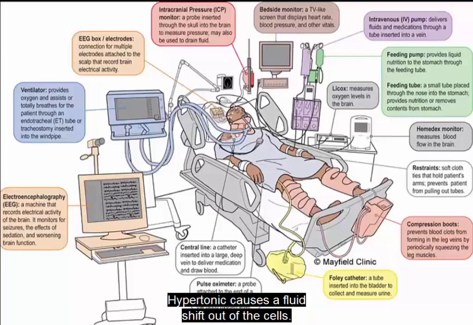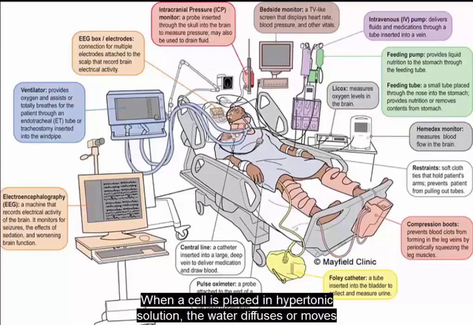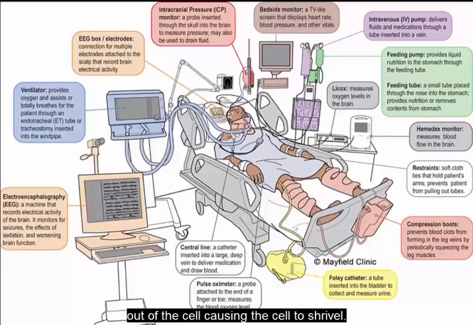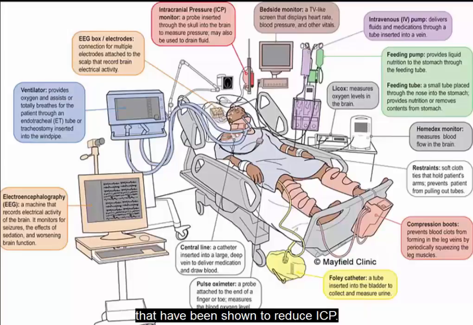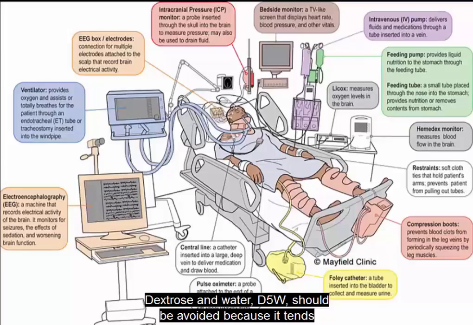Hypertonic causes a fluid shift out of the cells. It dehydrates the cells. When a cell is placed in hypertonic solution, the water diffuses or moves out of the cell, causing the cell to shrivel. Hypertonic solution has been used for volume resuscitation in traumatic brain injury patients and has been shown to reduce ICP. Dextrose in water, D5W, should be avoided because it tends to leave the vascular space rather quickly, promoting swelling.